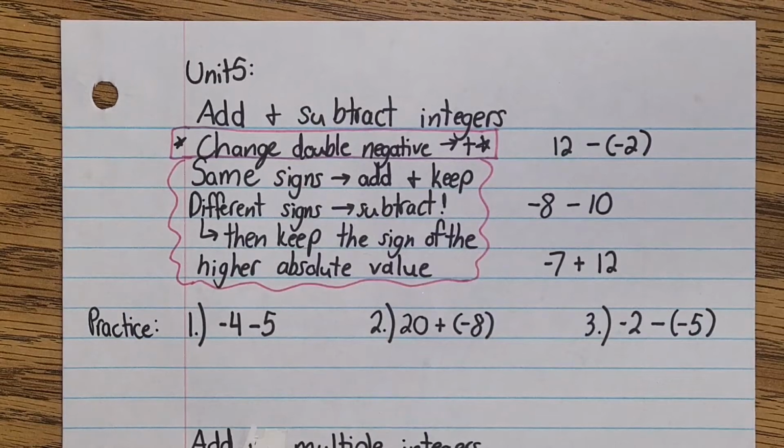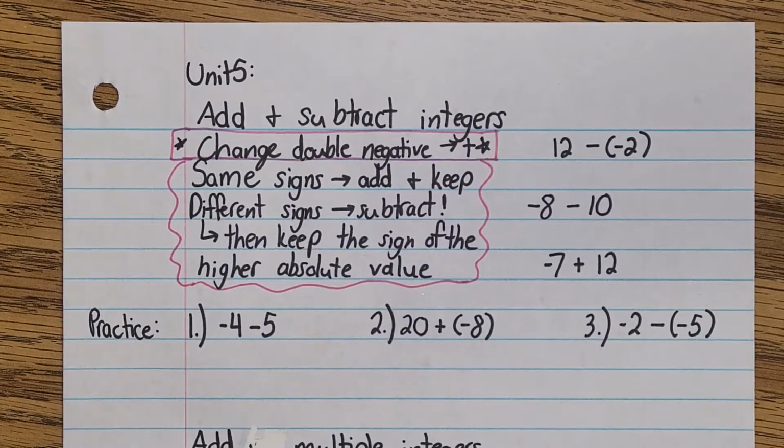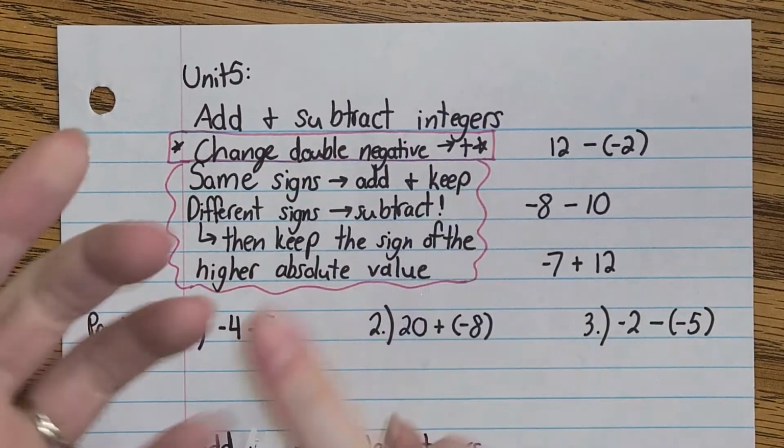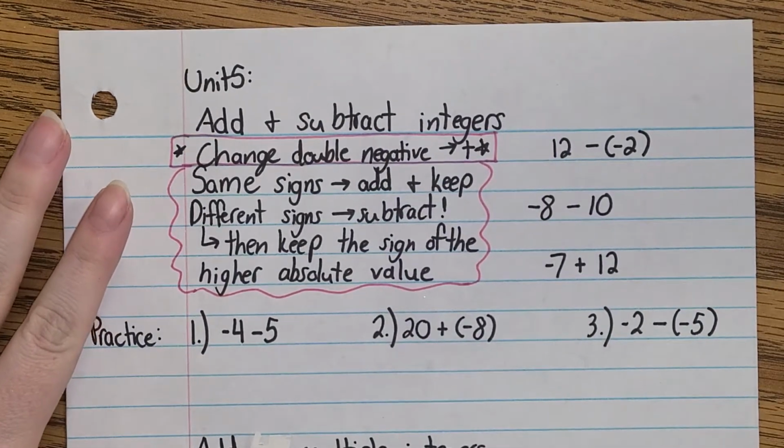This is for your Unit 5 and 6 test. Because it has both, you will be doing both adding and subtracting and multiplying and dividing. Okay, so first review, add and subtract integers.